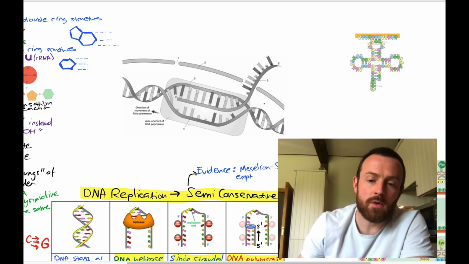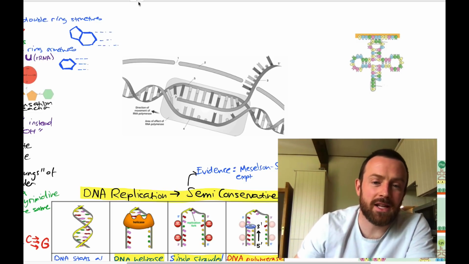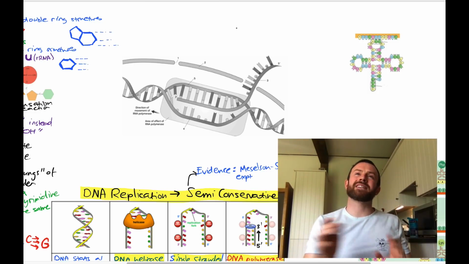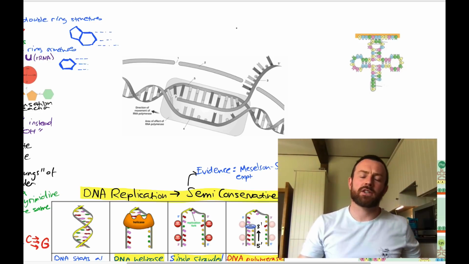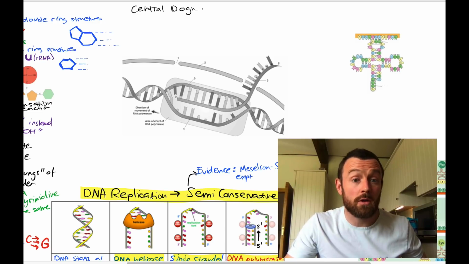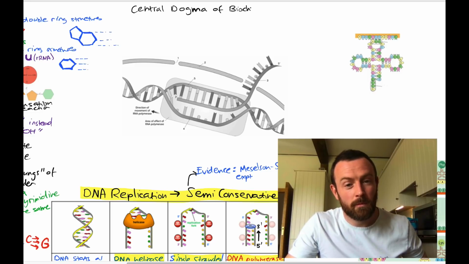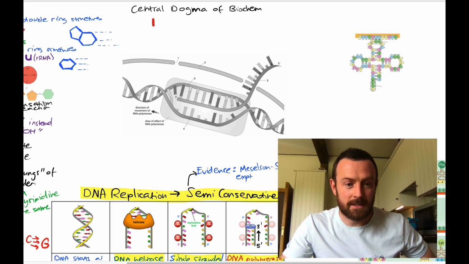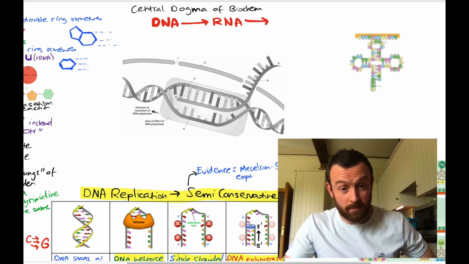Okay, so now we're going to look at transcription, and that's part of the turning of information from DNA into protein. There's actually something called the central dogma of biochemistry, which is a fancy way of saying how cells work. And that is that DNA makes RNA, makes protein.